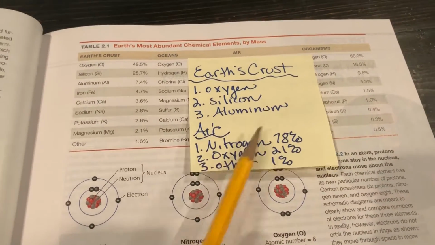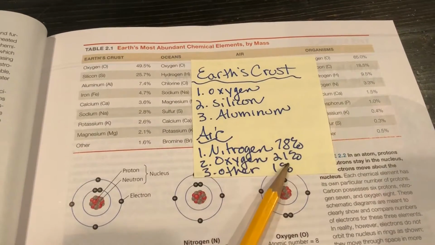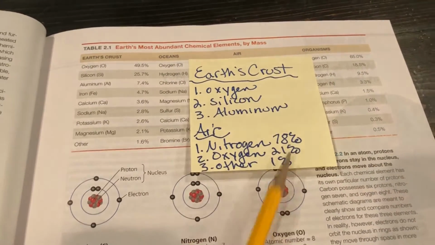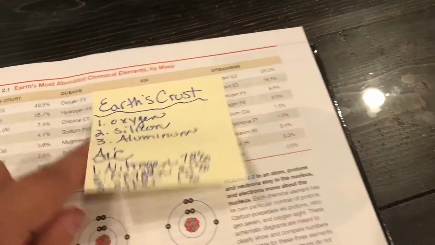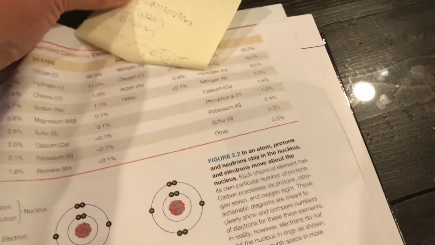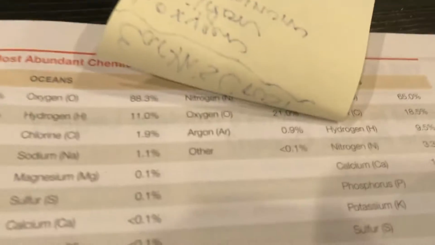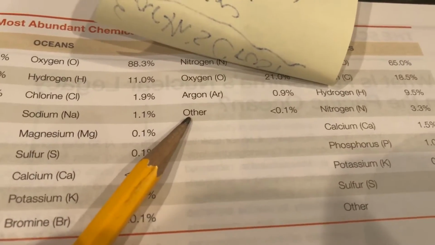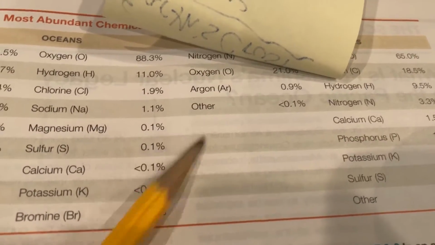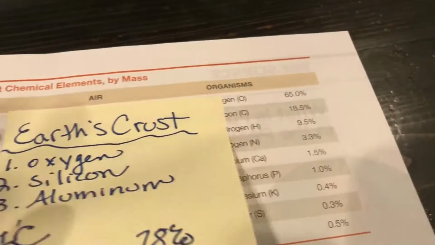So you need to know that nitrogen is 78%, oxygen is 21%, and all other gases add up to the other 1%. Okay, if you look here more specifically, if you want to know an order of all the other gases, argon is number 3, and then all others. Okay, so these are important. You do need to know those.